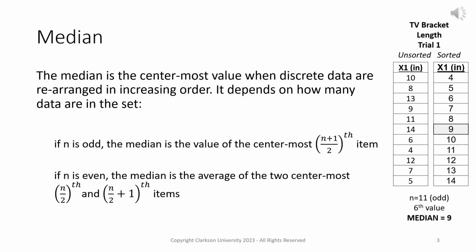If we take a look at the length data from our TV bracket trial 1, the first thing we notice is that the data is not sorted, so we have to sort the data to calculate the median. After we sort it, that's the second column, we count down and we see that there's 11 total samples, which is odd. So by the (n plus 1) over 2 rule, the median is the sixth value, which happens to be 9 in this case. That actually happens to be the same value as the mean. The median and mean don't have to be the same.